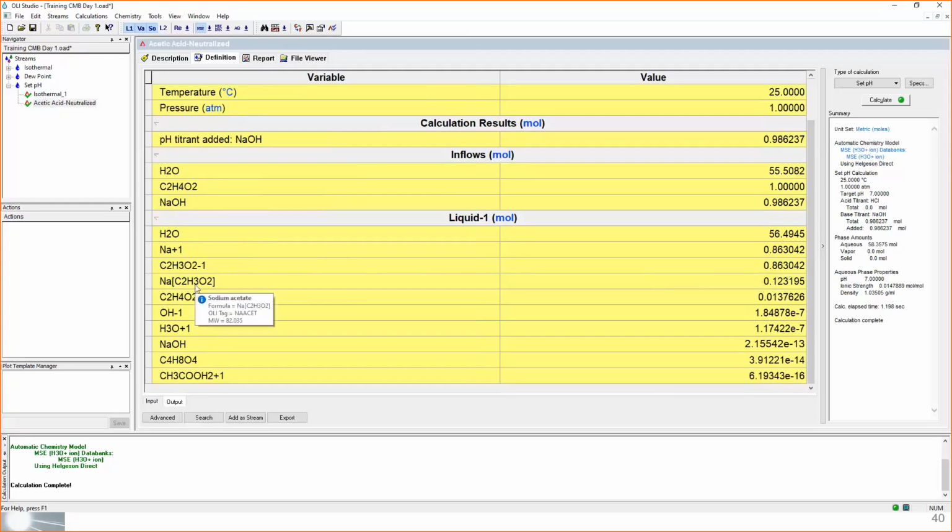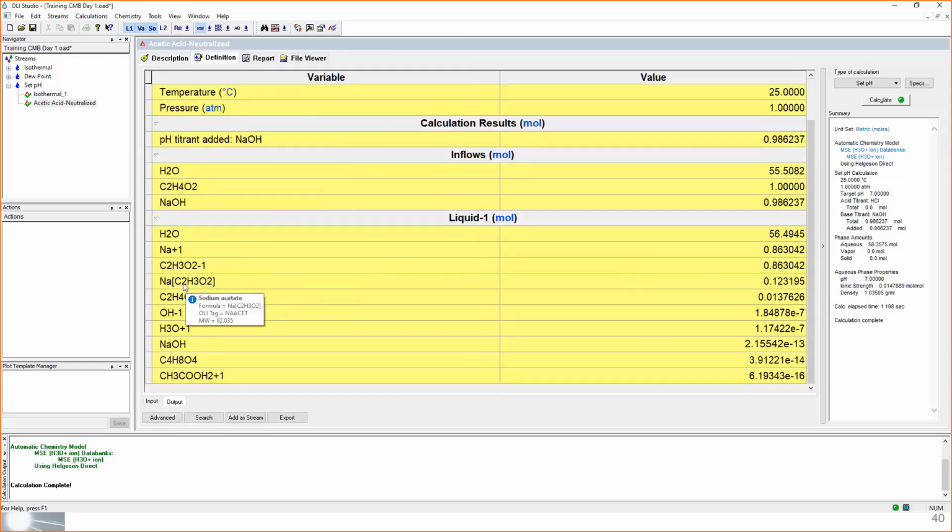We are forming sodium acetate, also a high amount, I would say 0.12 moles. So if you add these two, that's around 0.98 moles. So this is basically saying that all the acetic acid was converted into the deprotonated form and into the sodium acetate.